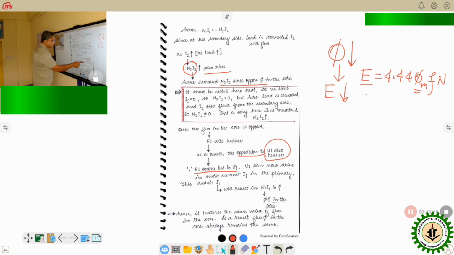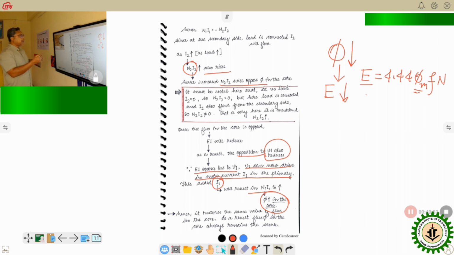So as V1 is opposed less, V1 can now drive in more current I1 in the primary side. So this added primary current I1 will generate more MMF in the primary side, thus restoring the flux in the core. So from here, what do we learn? That whatever may be the operation, the flux in the core does not reduce.